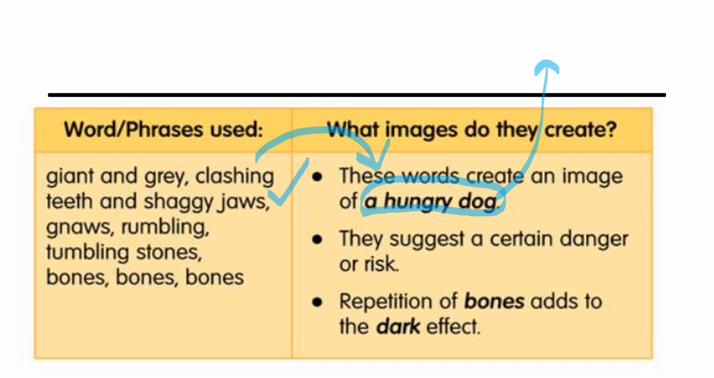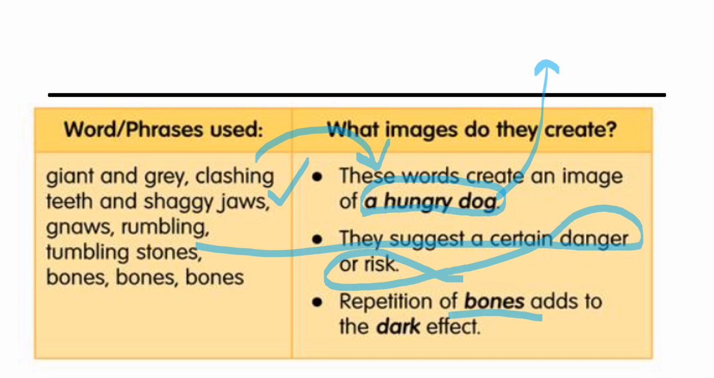Nose, rumbling, tumbling, stones, bones, bones, bones. What do they do? They help you to create the image of something dangerous or risky. Repetition of bones adds the dark effect. Dark effect is actually the same thing that we have done in the previous video. It gives you the element of fear, something which is not good or which is not pleasant.